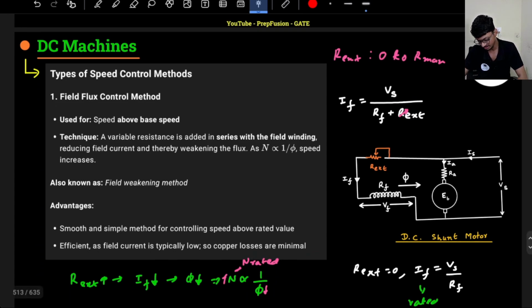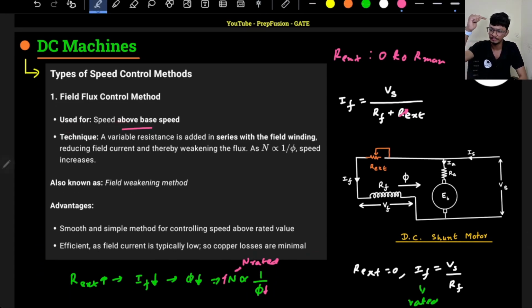So here, if I see, it is used for speed above the base speed, because I cannot control it below the rated speed. I cannot bring the flux to a higher value. I can only lower the value of flux. So that is the disadvantage of this method.